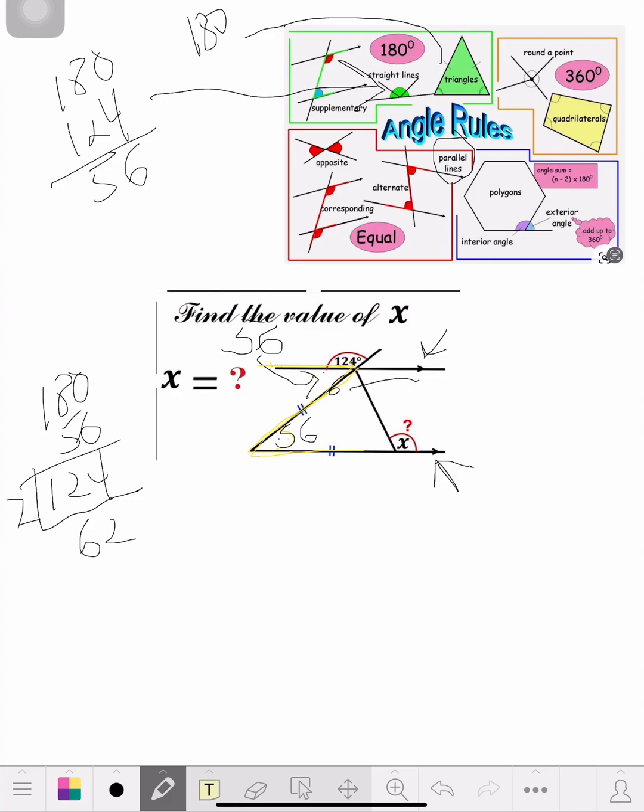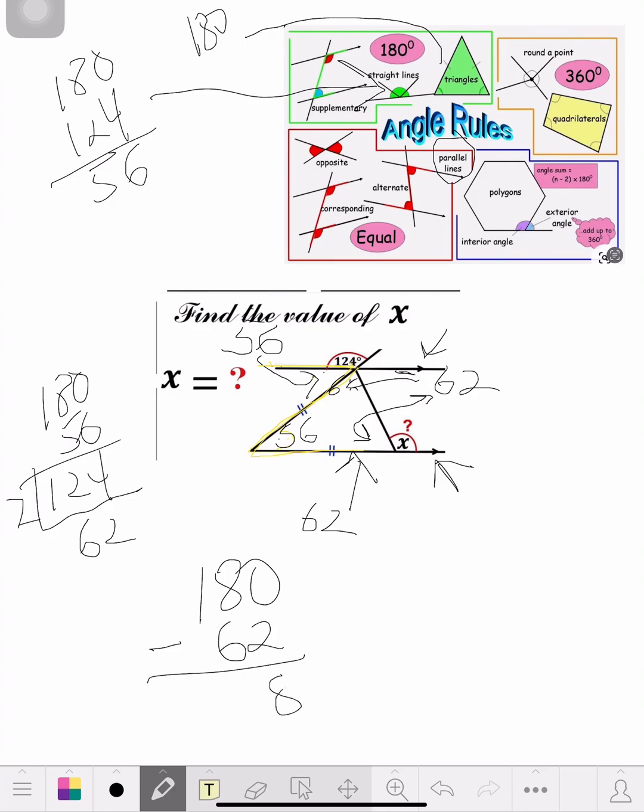I'm going to draw a line out here to put it out here. It's a little tight in there. 62 degrees. Each one of these is 62 degrees. So that's easy enough. Now we know that this one here is 62 degrees, remember? And we know that the straight line rule says it's 180. So that means it's 180 minus 62 degrees.